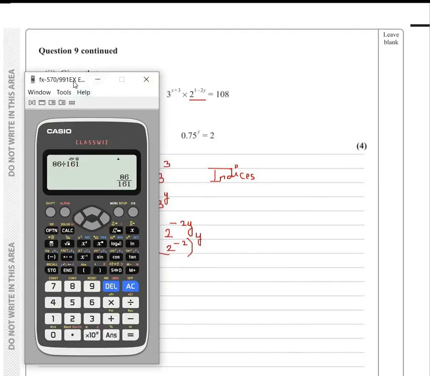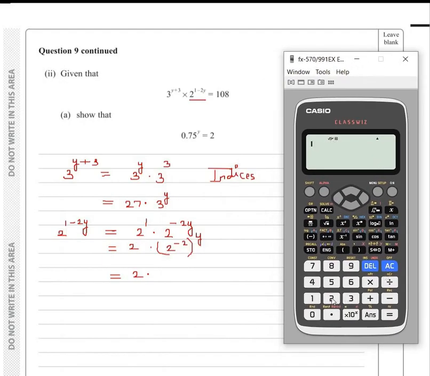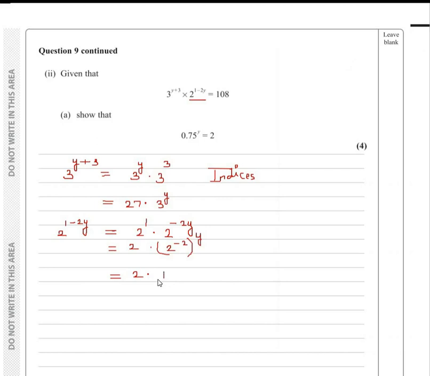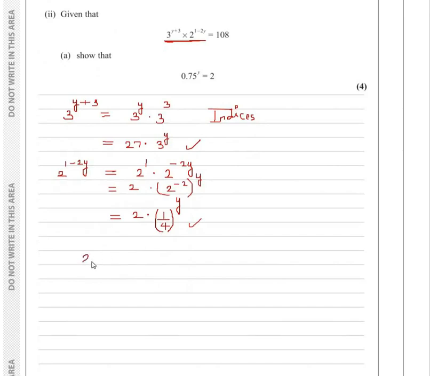Let us check what we get. So it is 2 to the power of negative 2. It gives us 1 over 4. So 2 raised to negative 2 becomes 1 over 4, raised to the power of y. So let us just combine this and write it in the way they have given. So we have 27 times 3 to the power of y times 2 times 1 over 4 raised to the power of y equals 108.